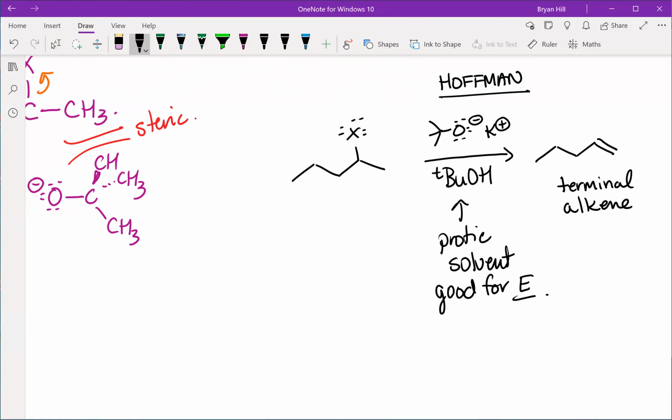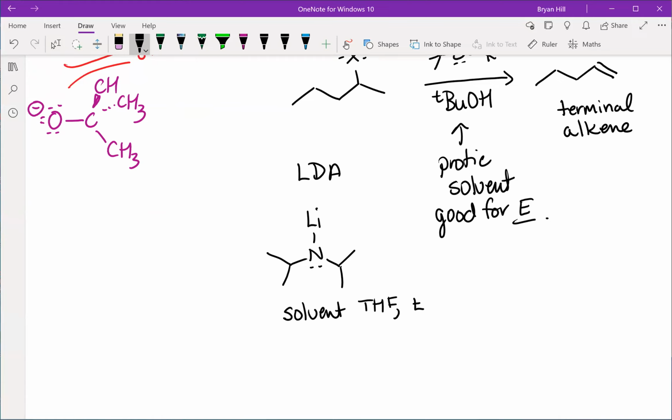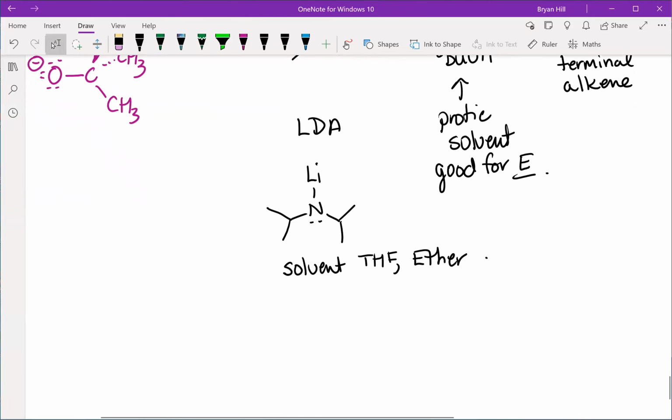There are some other ones that are really strong bases, like LDA is another example. This is a very strong base because it's effectively nitrogen with a negative charge. LDA, the solvent for LDA is always going to be something like THF or ether. It has to be an aprotic solvent. And the reason is simple, because it would react with the solvent if you had like tert-butanol in there.